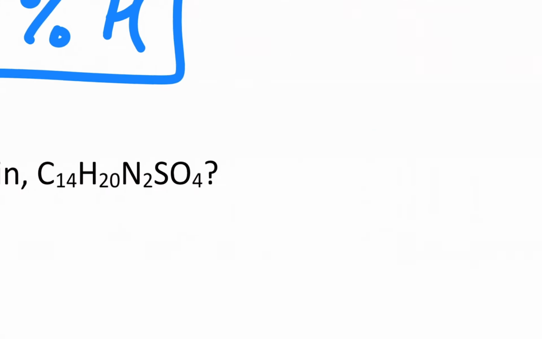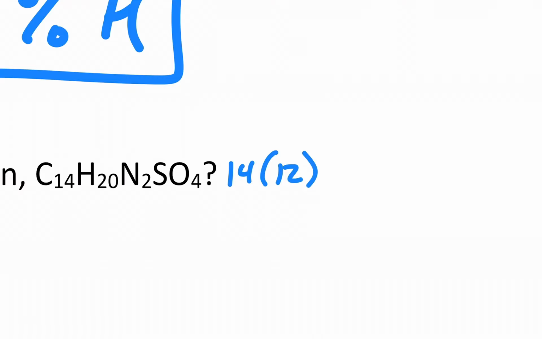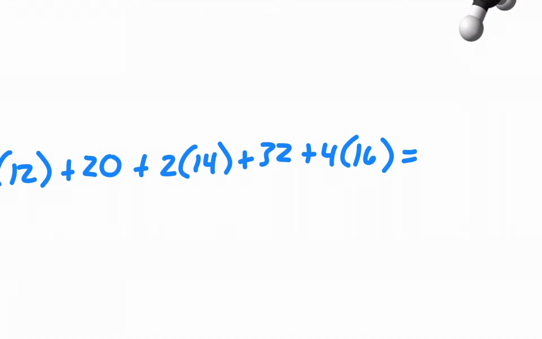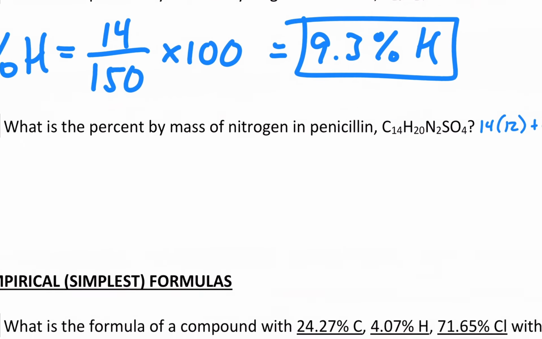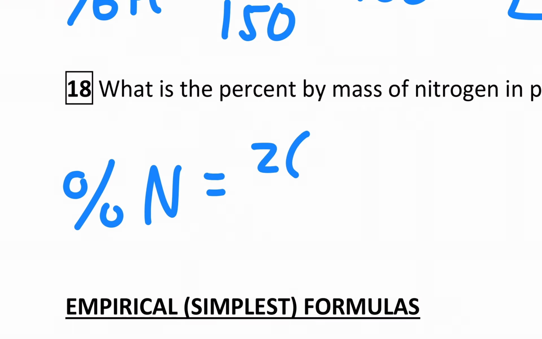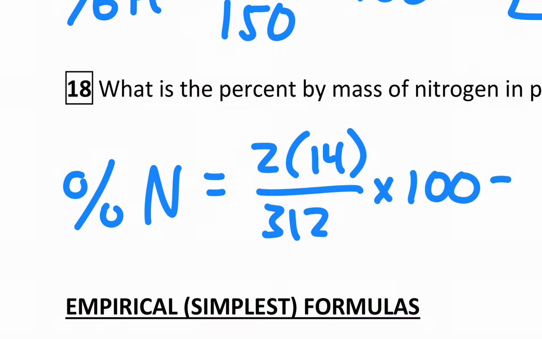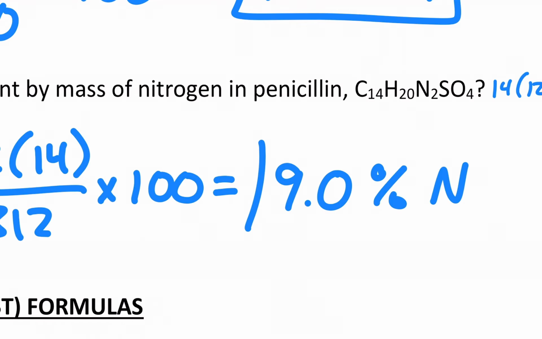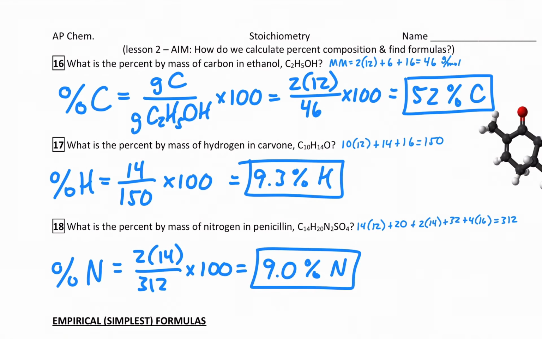Penicillin is a much bigger molecule. I've got 14 times 12 for each carbon, 20 for the hydrogens, 2 times 14 for each nitrogen, 32 for the sulfur, and 4 times 16 for those oxygens. That gives me 312 grams per mole. So my percent nitrogen would be the nitrogens, 2 times 14, divided by the total, 312, multiply it by 100, and I'll go to 2 sig figs here as well. I get 9% nitrogen.